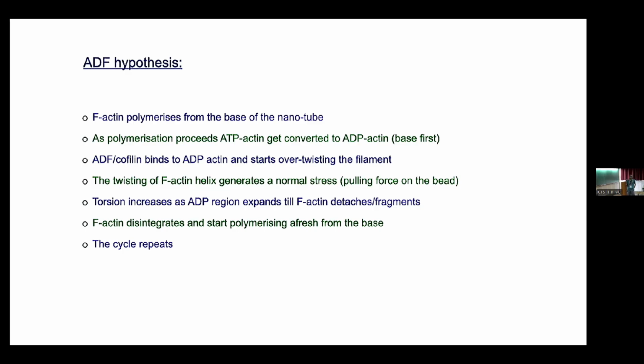And that, as I mentioned, is the purpose of cofilin inside the cells. And F-actin will degenerate and it starts polymerizing fresh from the base, and the cycle repeats. So this kind of a hypothesis can explain why you have the cyclic load and fail behavior.